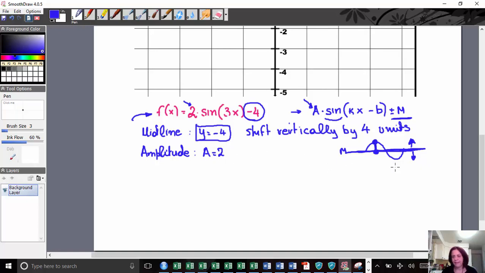Since this is 2, this means that we are going to actually vertically stretch the function, and instead of starting, it will start at the same point, but it will go up 1 extra unit. So our function will look like this. The amplitude is equal to 2.